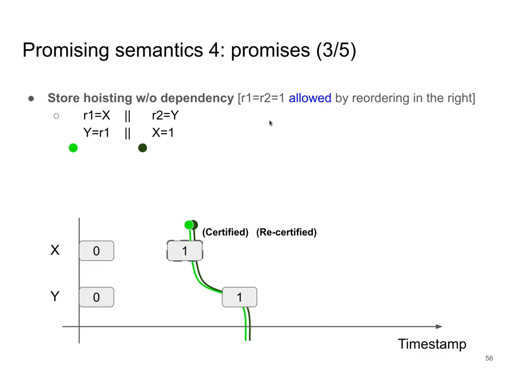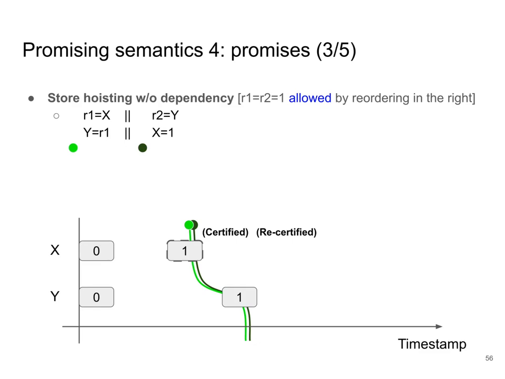Moral of the story is that x equals 1 can be hoisted because there is no dependency between the first and the second instruction in the right thread. And this is semantically captured by the promising semantics because at the beginning of this execution, x equals 1 may be promised and certified, and as a result, effectively the store may be hoisted.